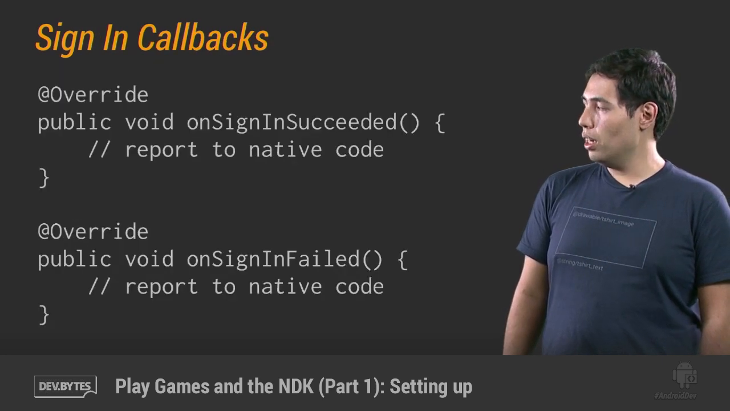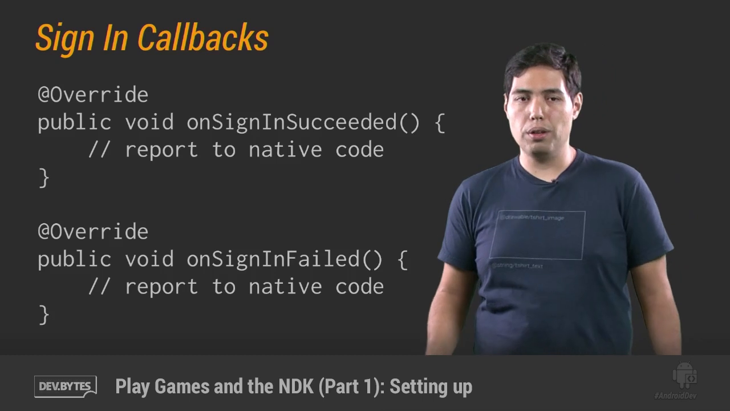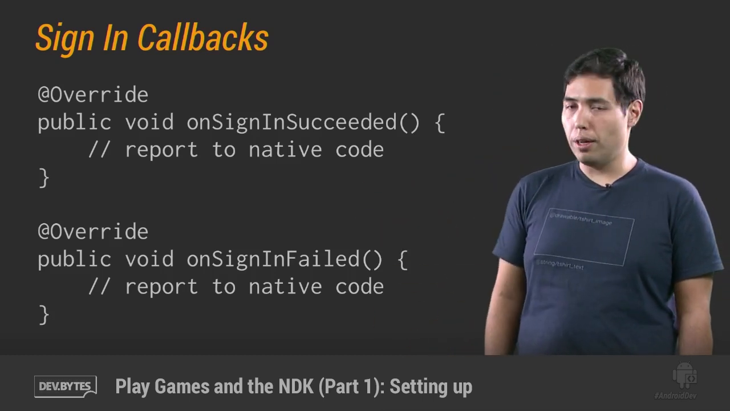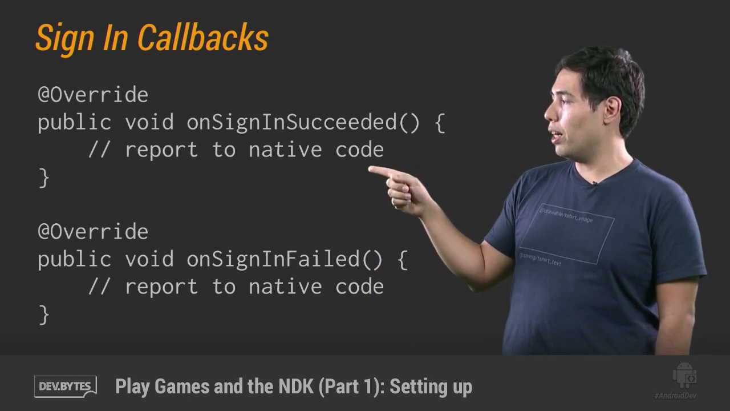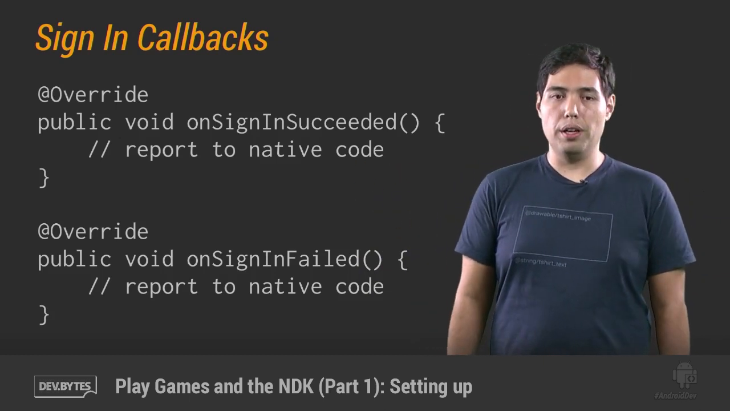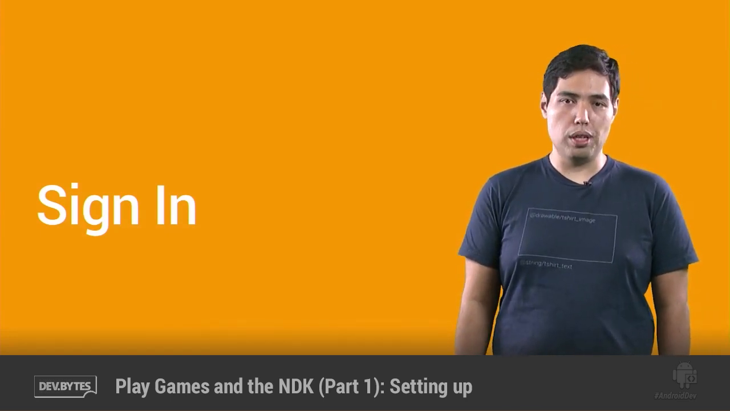Next, you have to wait for the sign-in callback. You're going to be notified that sign-in succeeded or failed through the sign-in callbacks, like onSignInSucceeded and onSignInFailed. That's when you probably want to notify your native code that the sign-in has succeeded or failed. So next, let's talk about how to actually do sign-in.